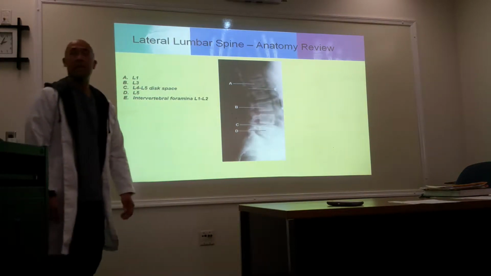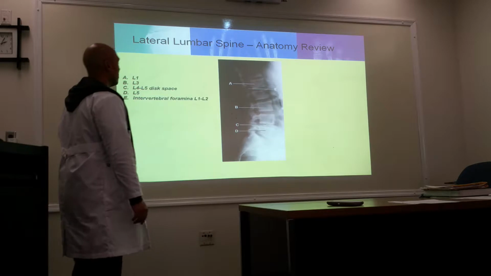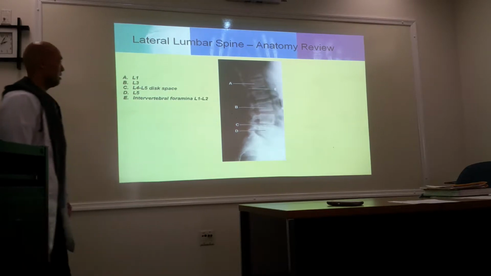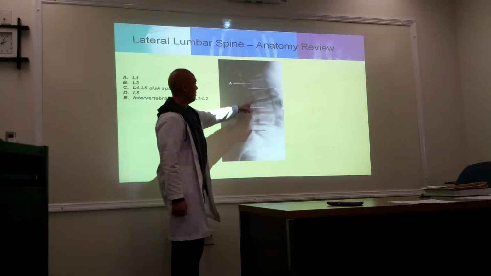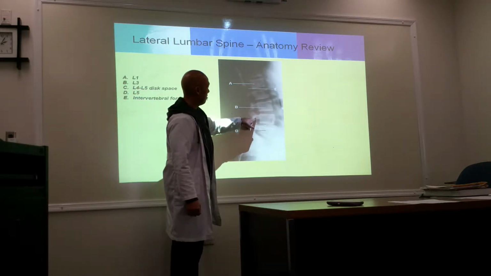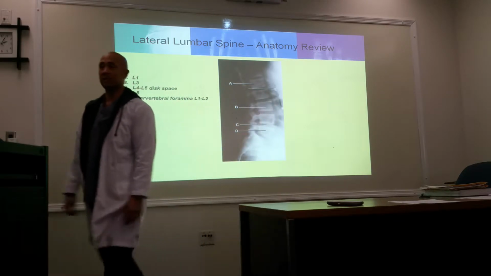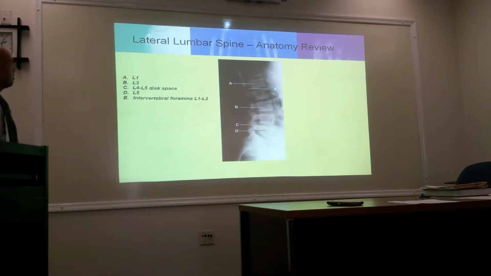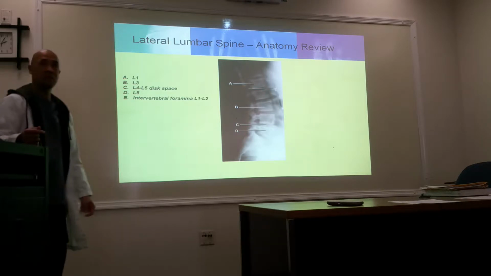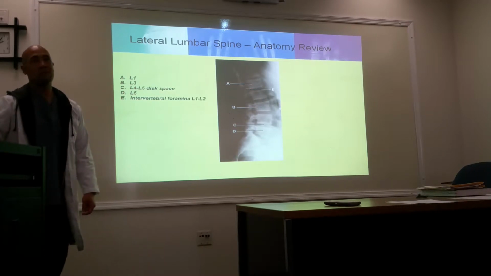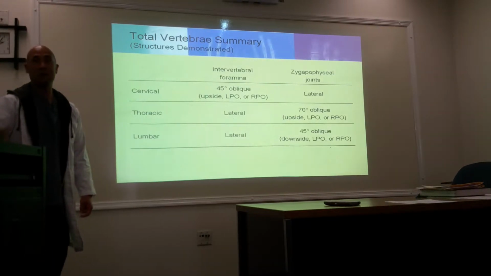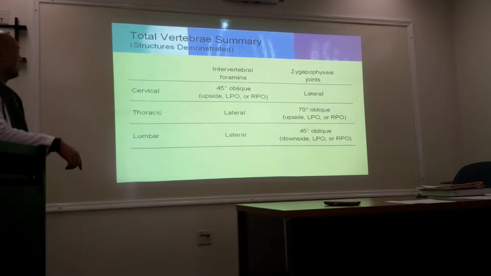Okay, and to look at the intervertebral foramina, lateral best demonstrates that. It's also a good demonstration for the intervertebral spaces. So to visualize the intervertebral foramen, it's going to be on the lateral. Same as thoracic. Different obliquity, but same criteria.